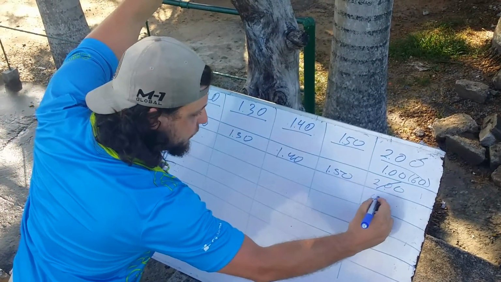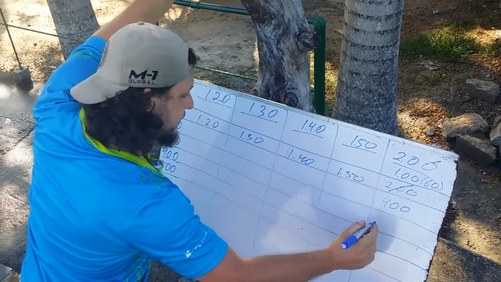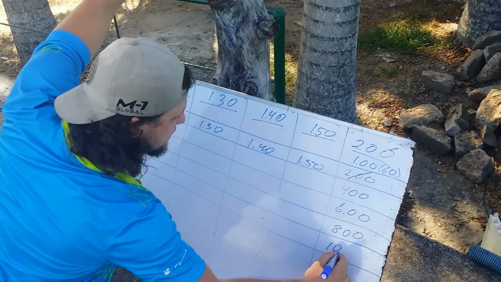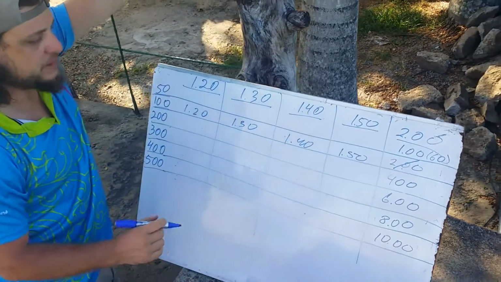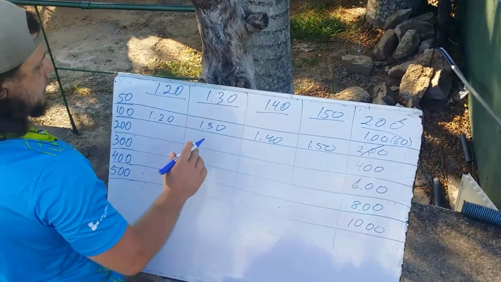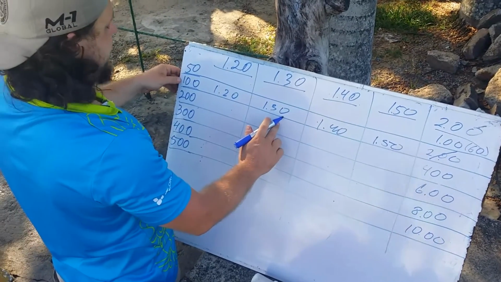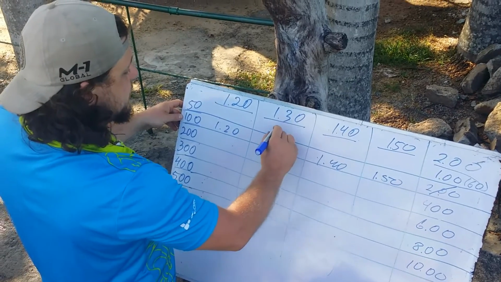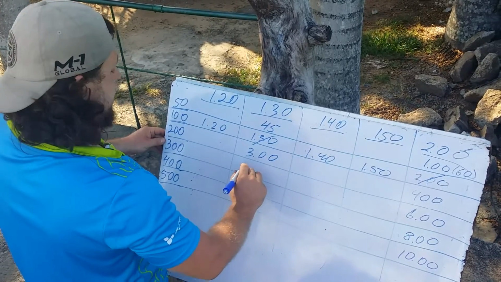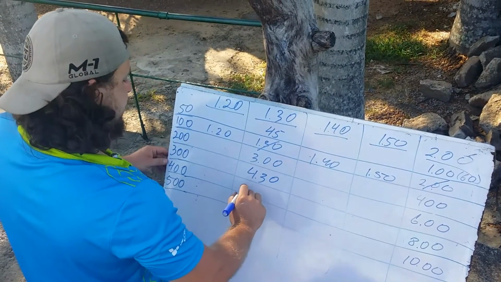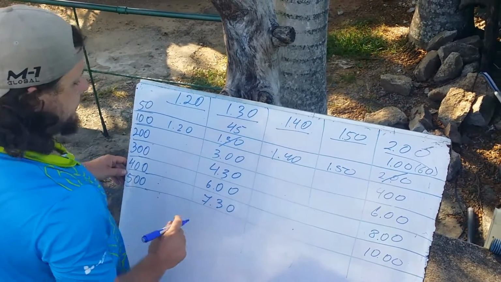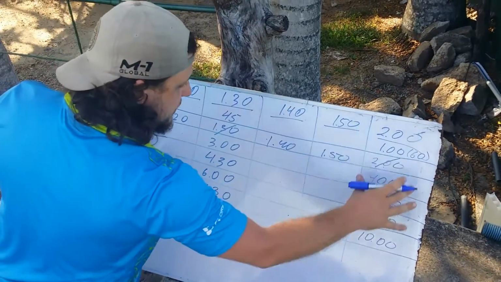200 is going to be 4 minutes. 300 is going to be 6 minutes. Then 8 minutes over here, and 10 minutes for the 500 meters. Now we know what is 2 minutes. It's pretty easy. Let's go to 130. If the 130 is for the 100, 50 is exactly half of this, which is 45. Over here 200 is 3 minutes, 4:30, 6 minutes, and over here we go 7:30.